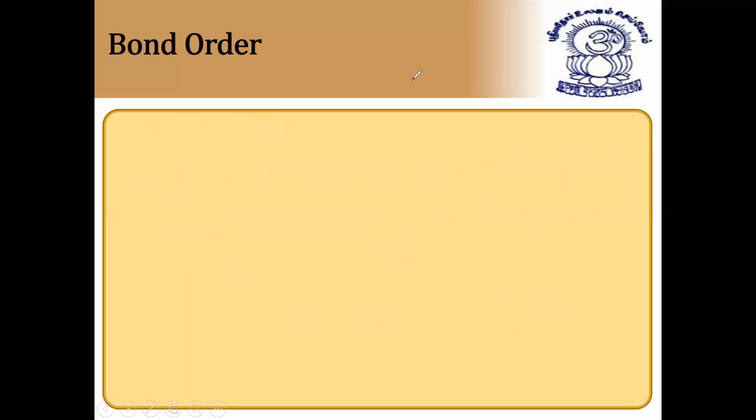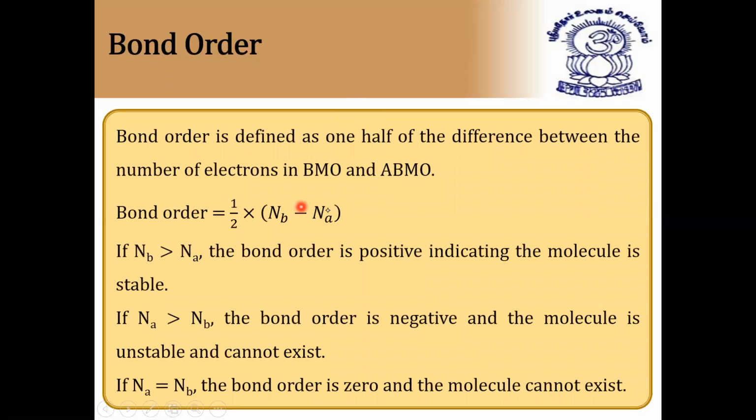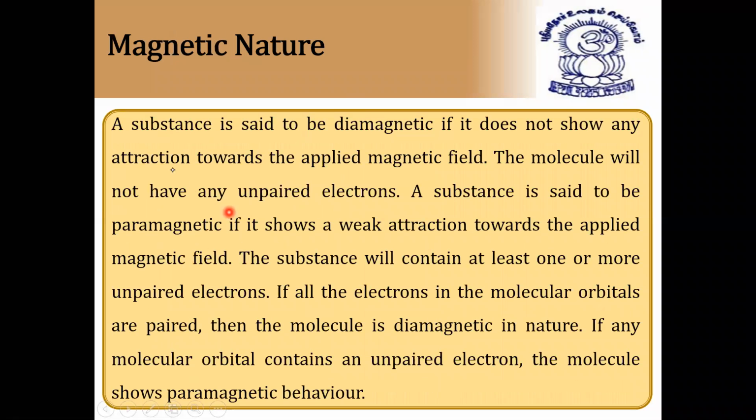So next we'll discuss bond order. Already we discussed this is bond order. If Nb is greater than Na, the bond order is positive, indicating the molecule is stable. If Na is greater than Nb, the bond order is negative and the molecule is unstable and cannot exist. If Na is equal to Nb, the bond order is 0 and the molecule cannot exist. So next we see magnetic nature.